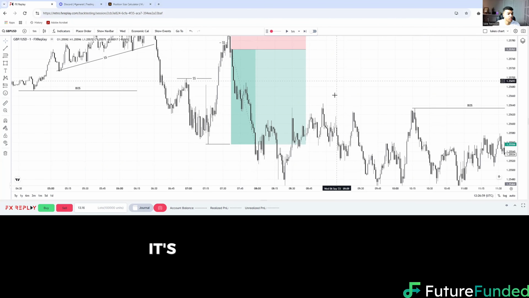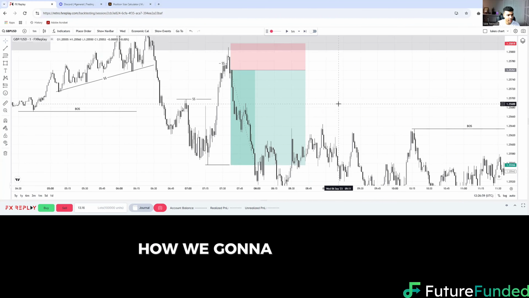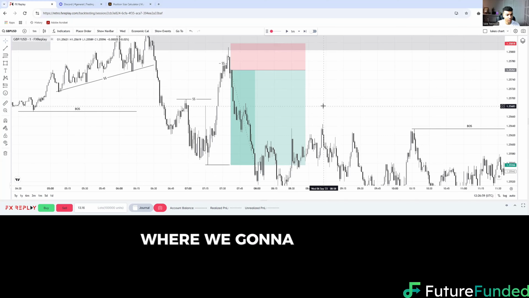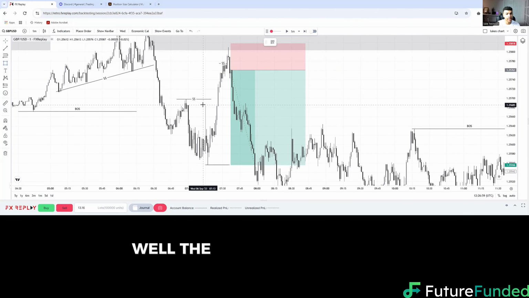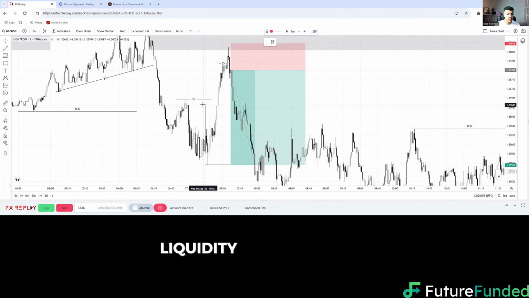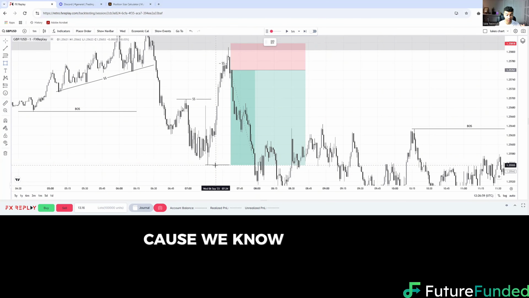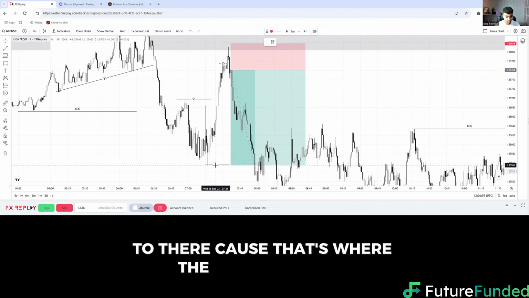But at this point, it's all really just about, okay, well, now that we're in this trade, how are we going to manage this? Where are we going to take partials if we are? Where are we going to move our stop loss to break even if we choose to? Well, the way that I look at managing my trade is I just focus on two things: liquidity and points of interest. Well, we know that there's liquidity down here, so this can be our overall target because we know that price has got high probability that it wants to go there because that's where the orders are sat.